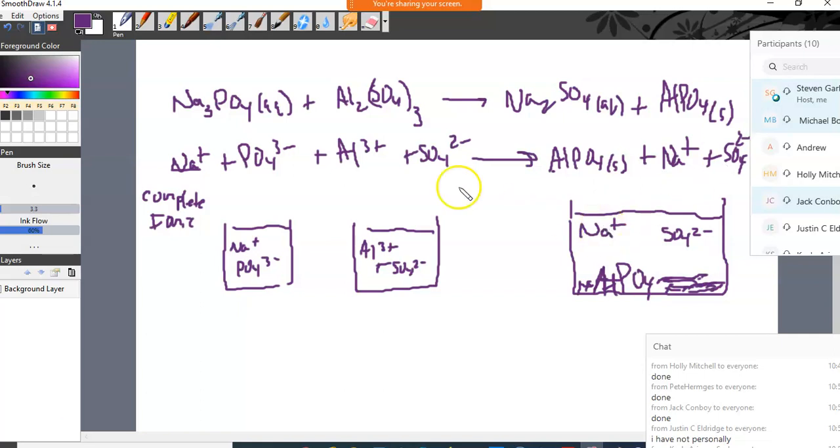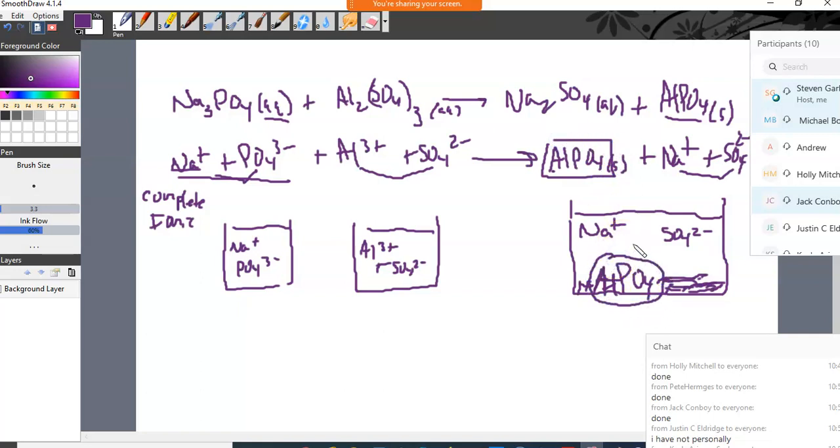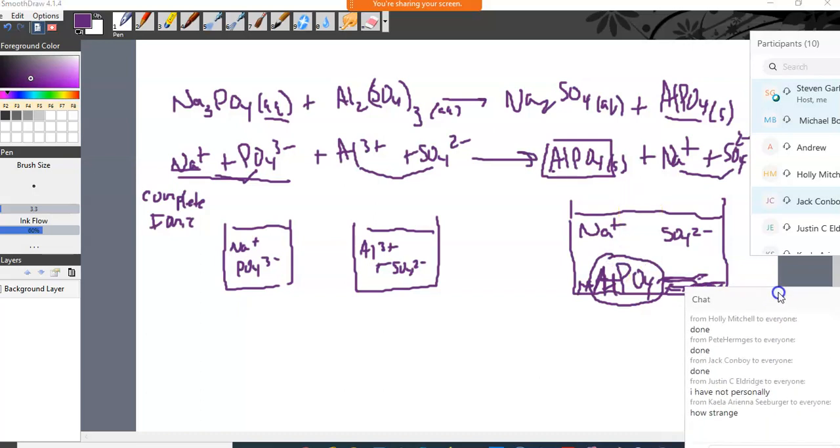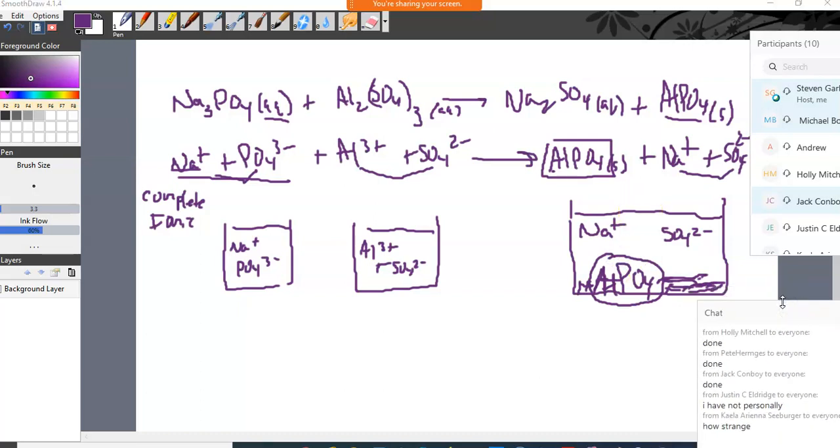Okay? So that's basically a complete ionic. A complete ionic shows what's still aqueous. So anything aqueous is in the ionic form. Since my sodium phosphate is aqueous, I write it in the ionic form. My aluminum sulfate is aqueous, so I write it in the ionic form. The sodium sulfate is aqueous, so I write it in the ionic form. And then my aluminum phosphate is solid, so it comes all together and is not ionic anymore. It's not in the ionic form. It's in the solid form. Okay? So that's what I'm showing in this equation.